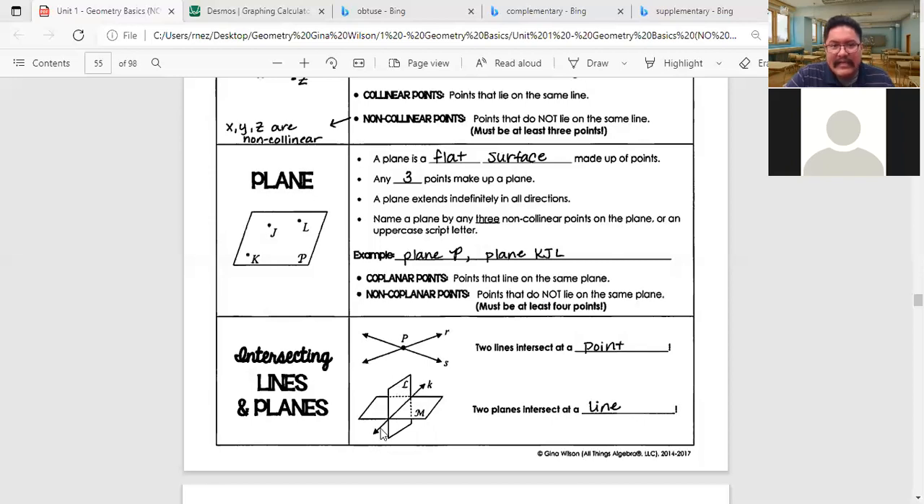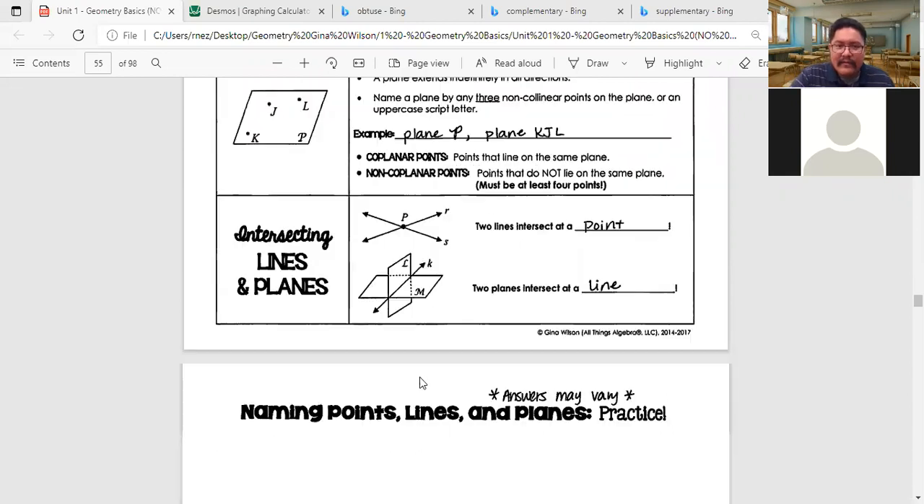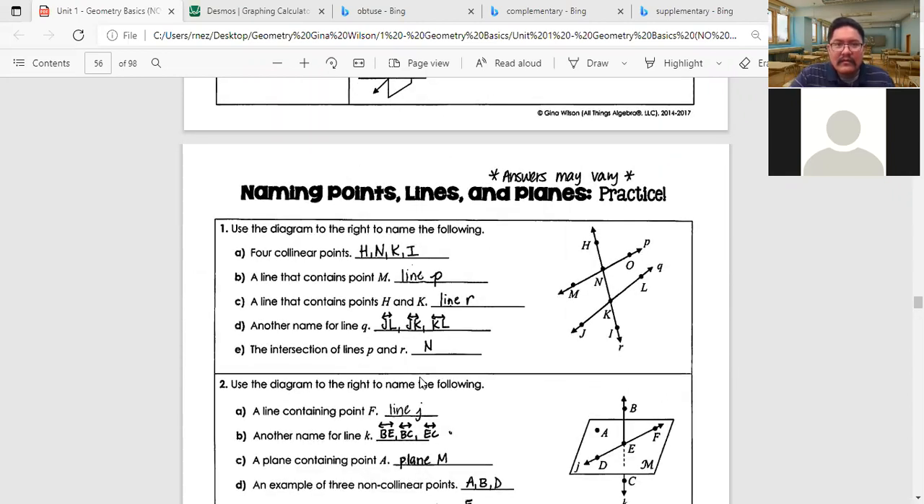So here we have line K that is going through both of these planes. And remember, these planes are not just like pieces of paper. They go on indefinitely. As it says here, the plane goes on indefinitely. So even though I use the example of paper, that doesn't mean that they are exactly like paper. Okay, and naming points and lines.